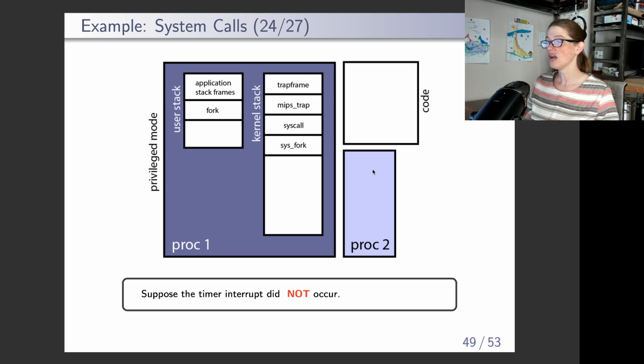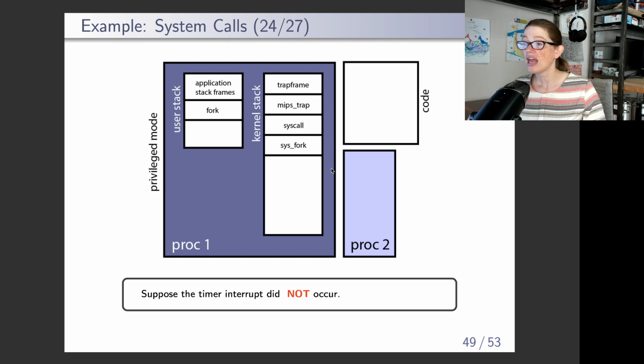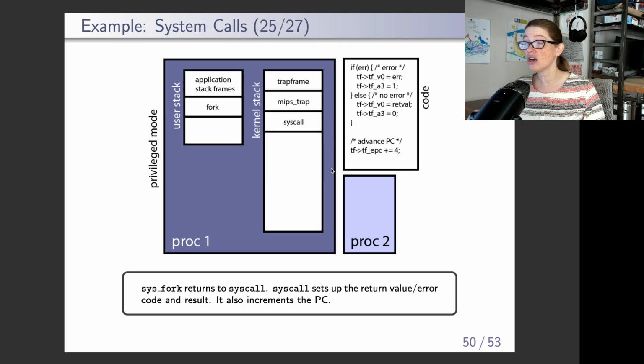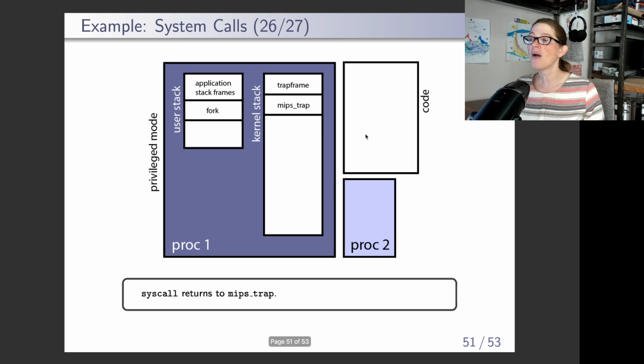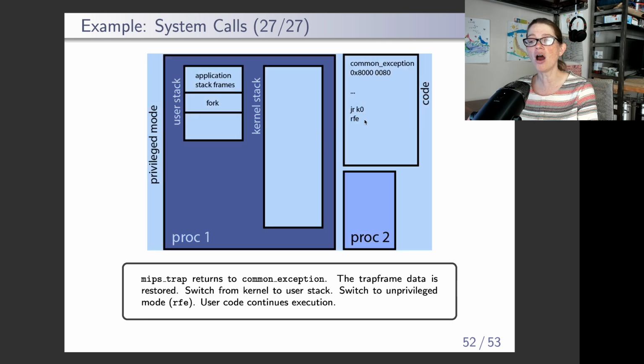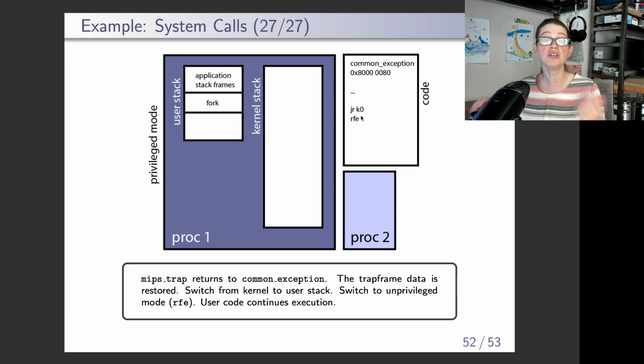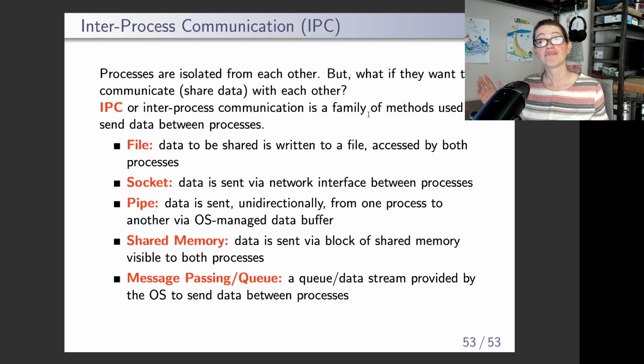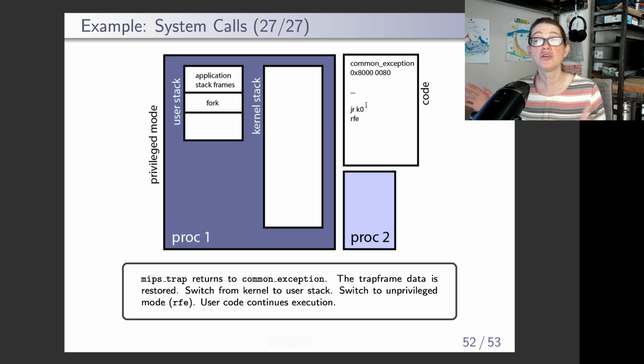Let's go back here. So we've got sysfork, and then from sysfork we return and to syscall. Syscall is going to set up our return values. It increments our program counter. Now Mips trap is going to return, and then we return to common exception, which restores the trap frame, and we're going to restore our stack pointer. And then finally, RFE, return from exception, is going to push us back into unprivileged mode, and we're done. That's it. We're back to running our user program.